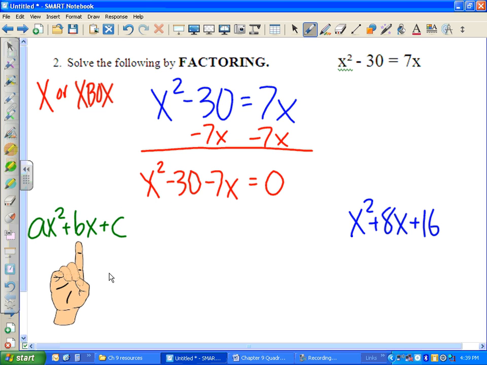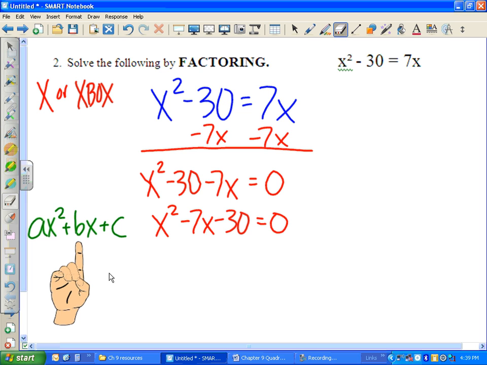X squared minus 7x minus 30 equals 0. Okay, now we're ready to go. I told you to solve this by factoring, so you should be doing the x factor. I'm going to use a negative 30 on top and a negative 7 on the bottom.